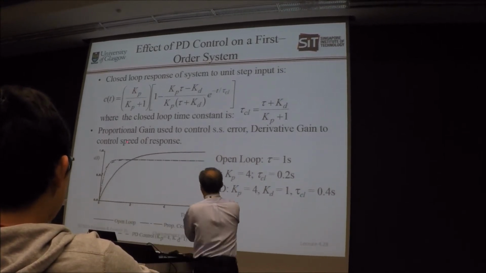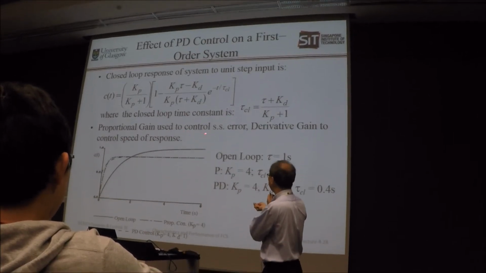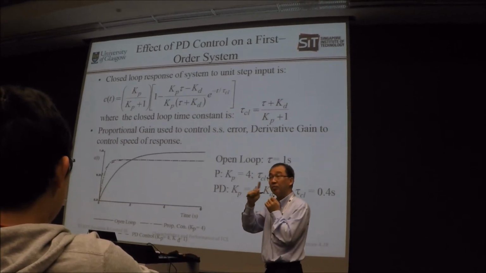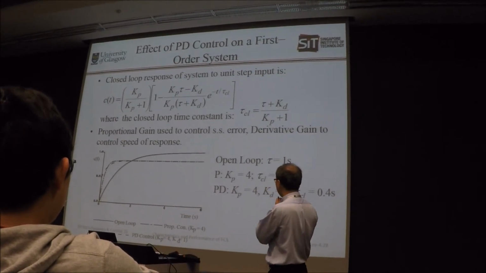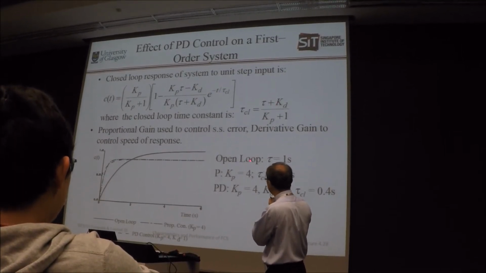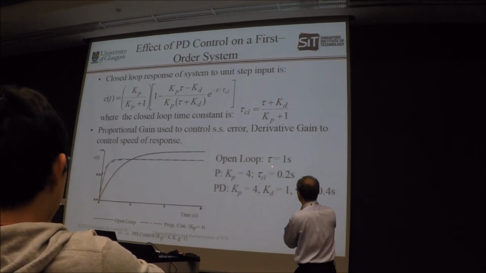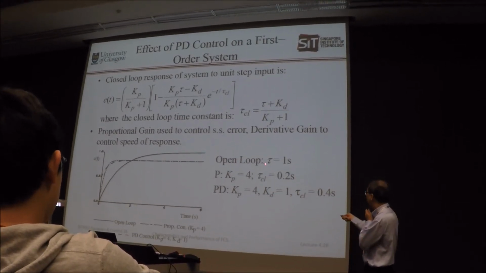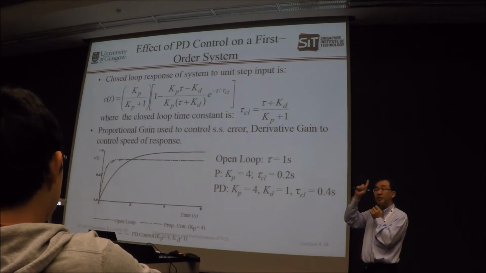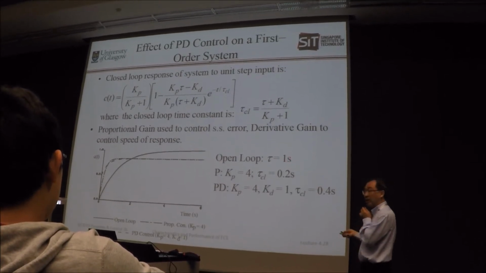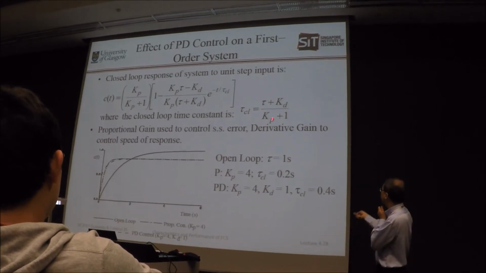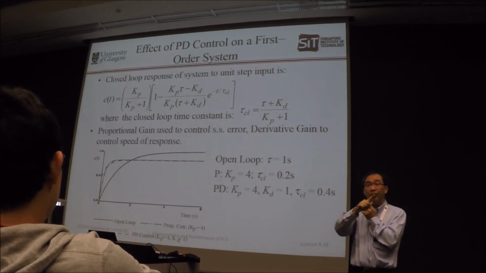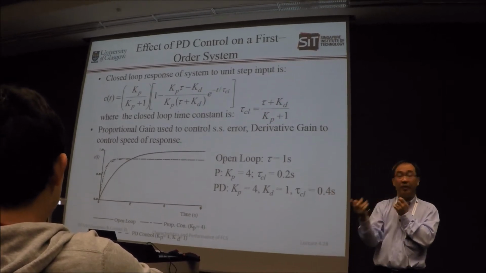Alright, coming back, your proportional gain, as we mentioned, is used to control your steady state error. And the derivative gain controls the speed of the response. In this case, your overall time constant is set at 1 second. In your closed loop, it becomes 0.2 if you use just Kp equal to 4. Kp is equal to 4, 1 over 4 plus 1 is 5, 1/5 is 0.2.